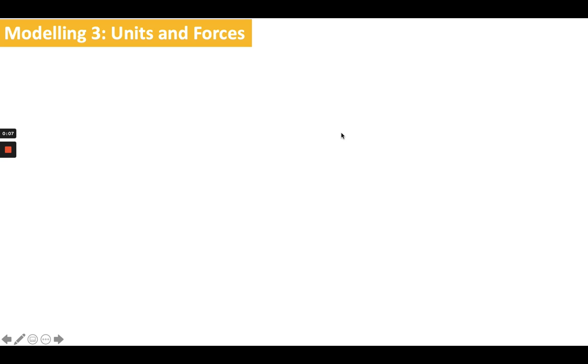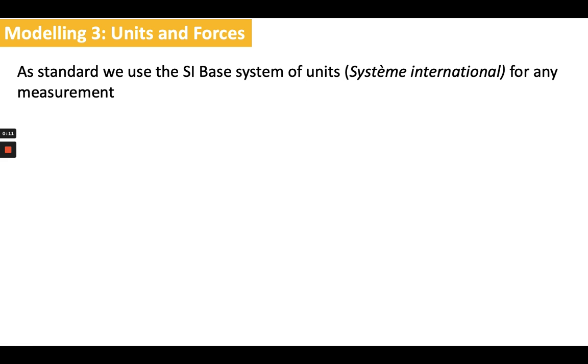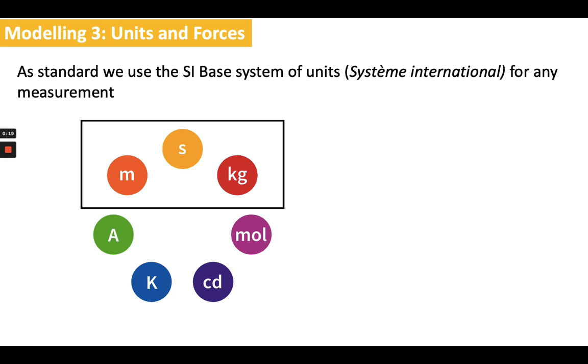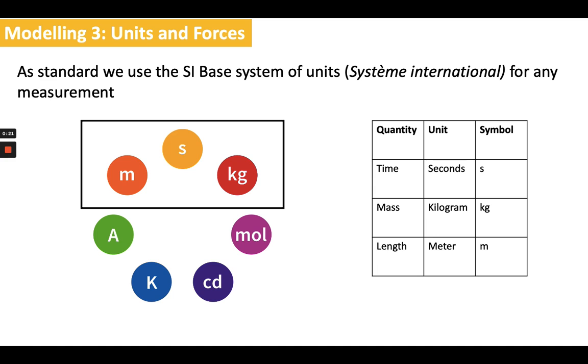I'm going to start by looking at the unit system that we use, and that system is the SI base units. Now, the SI base units, there are 7 in total. We're interested primarily in these first 3. Those are time that we measure in seconds, mass that we measure in kilograms, and length or distance that we measure in meters.